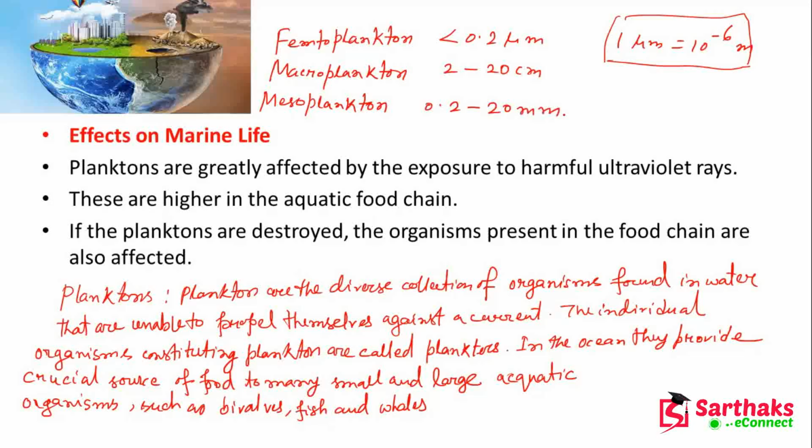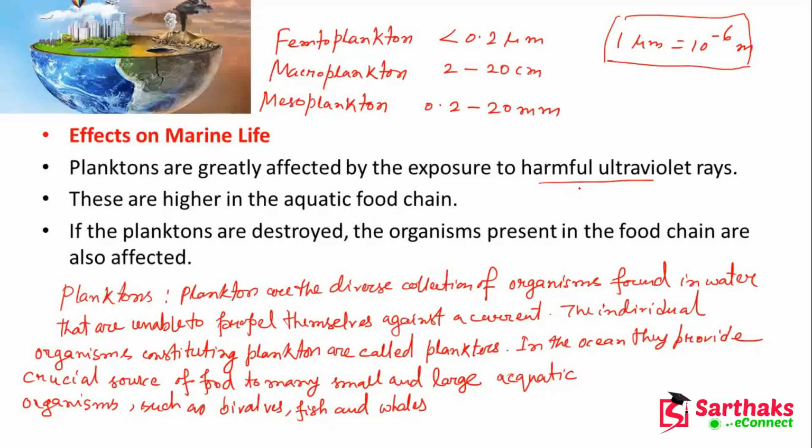Okay, so planktons are greatly affected by exposure to harmful ultraviolet rays, and these are high in the aquatic food chain. So if planktons are destroyed, the organisms present in the food chain are also affected, because they provide food to several aquatic organisms like bivalves, fishes, and also whales. So planktons, this is the main effect on marine life.